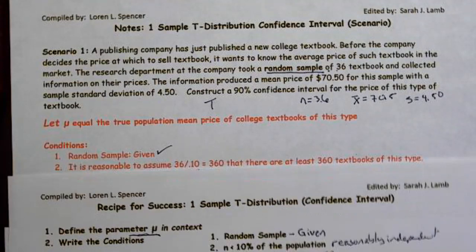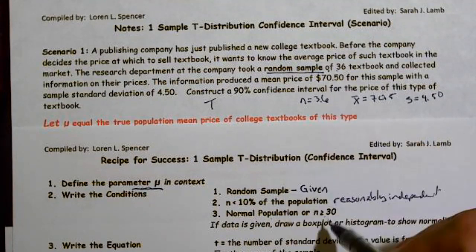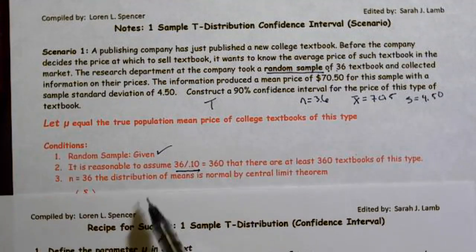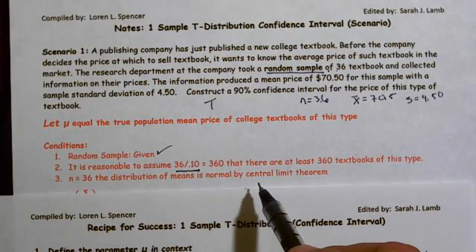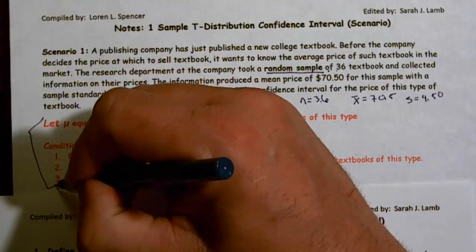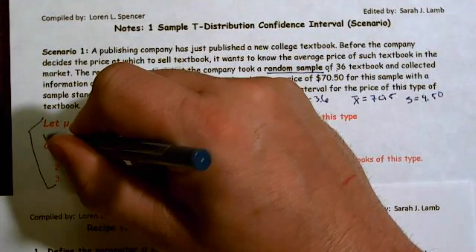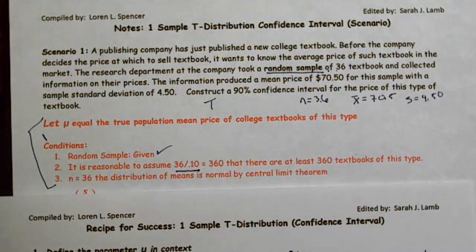The next thing, we need to check normality, the normal condition. And you will always have to check normality in some form or fashion. And we don't know that the population is normal, but we know that our sample size is greater than 30. It was 36, which is greater than 30. So n equals 36. The distribution of the means is normal by the central limit theorem. So now I've addressed my conditions. This part is worth one of the 4 points. And if you're missing more than one element, you get no credit for it.